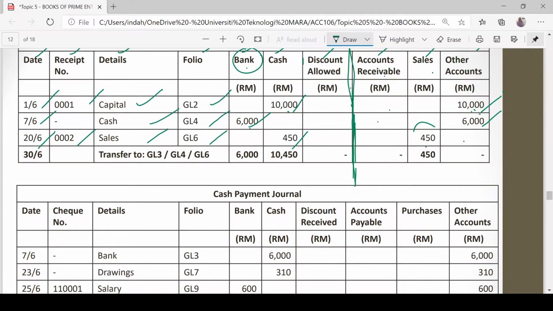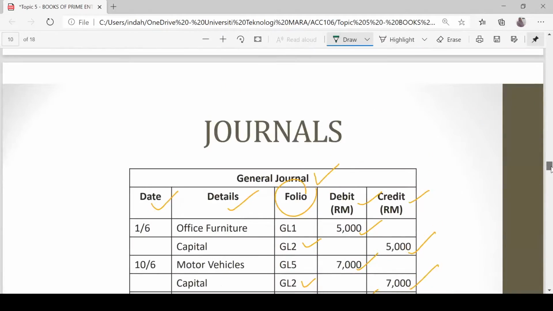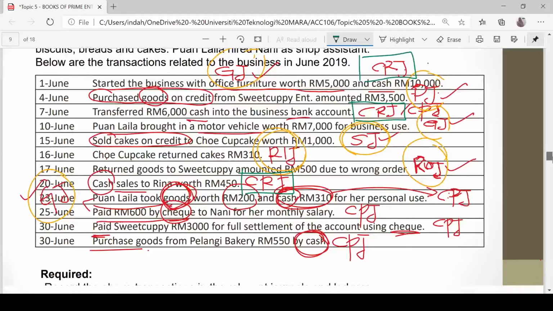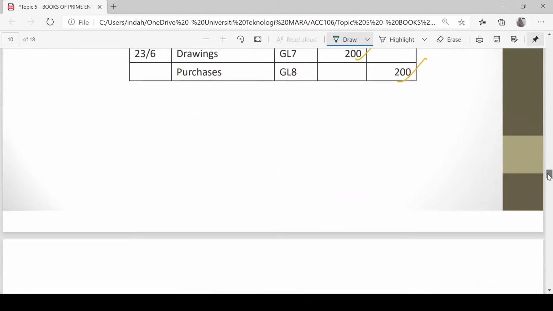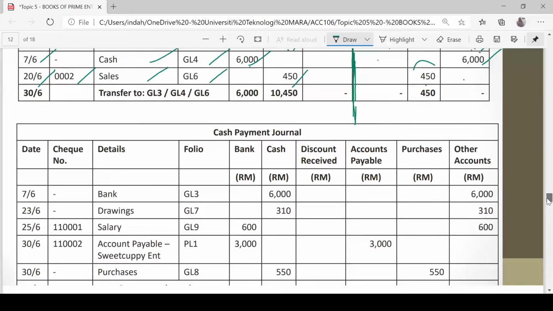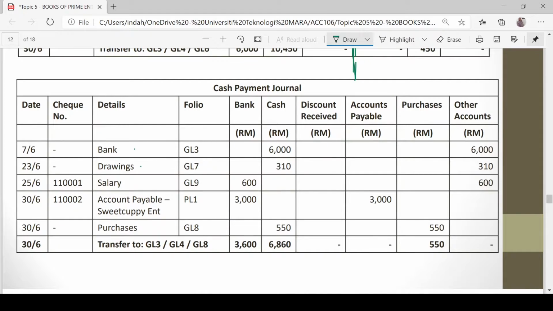Next is the cash payment journal. We are going to identify from the business transactions here which transactions will affect the cash payment journal. We have here 1, 2, 3, 4, 5, so 5 transactions. So this is the cash payment journal.